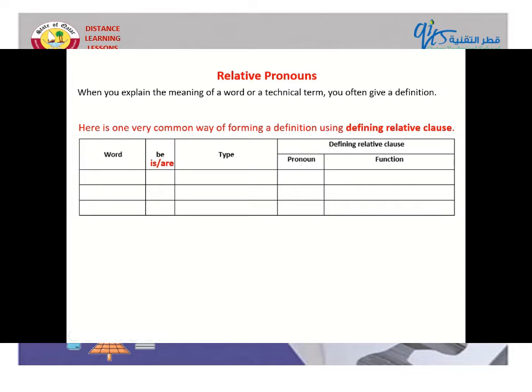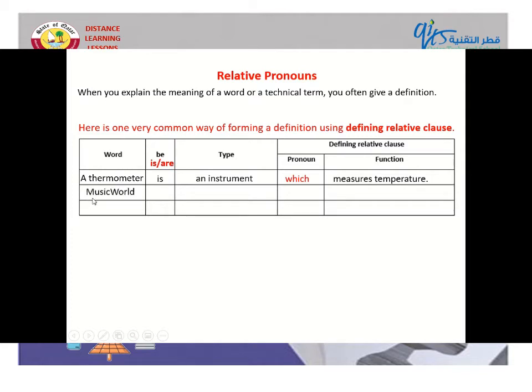For example, we want to define what a thermometer is. So we say a thermometer is, that's the verb to be, an instrument, that's the type. Now, the relative pronoun, which, and then the function, measures temperature. A thermometer is an instrument which measures temperature.